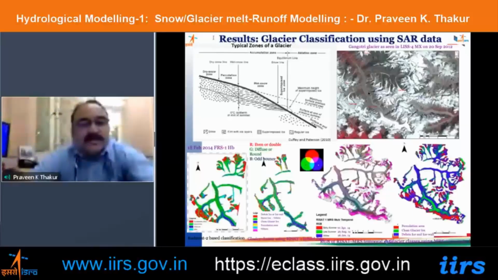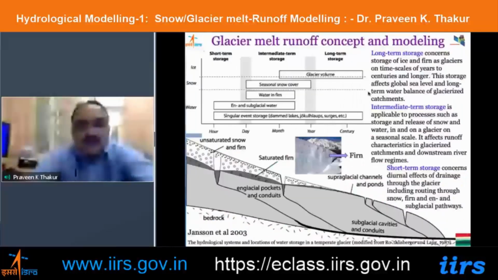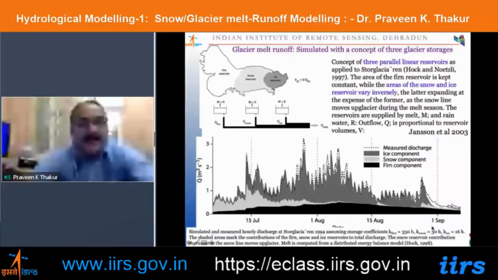Then you have this snow, which is the seasonal snow cover, as I told in the previous slide, in this particular area here. So this is the glacier covered with the snow. So this is the seasonal snow. As the snow melts, the glacier will be exposed. By the end of September or August, most of the seasonal snow has melted, and only the glacier ice is seen. So this is known as the intermediate storage.